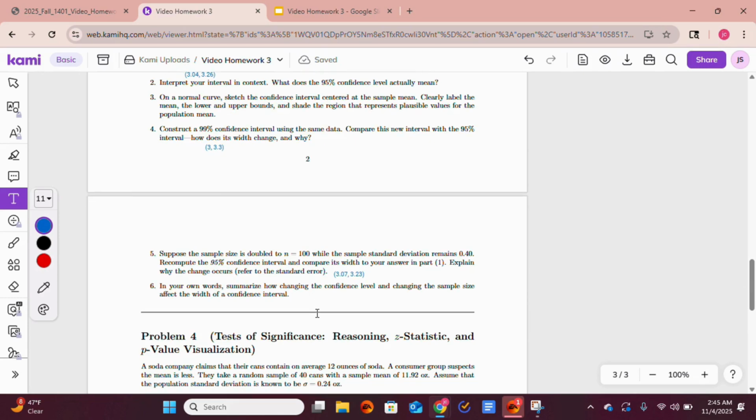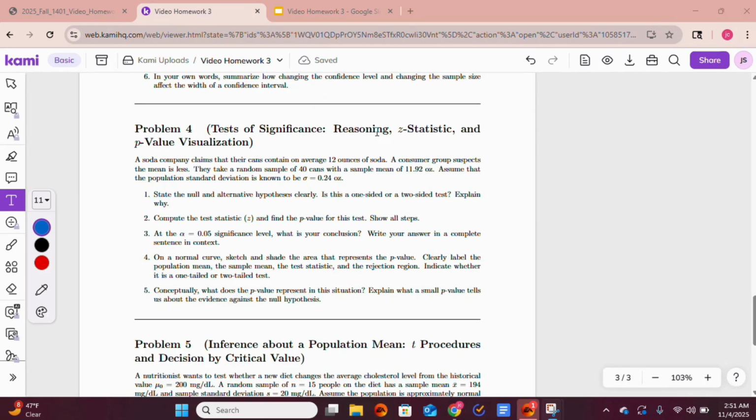Next, we can go to question 6, where it asks, in your own words, summarize how changing the confidence level and changing the sample size affects the width of a confidence interval. To answer this simply, having a higher confidence level makes the interval wider, since we want to be sure that we capture the true mean. In addition, having a larger sample size makes the interval more narrow, since larger samples are more exact.